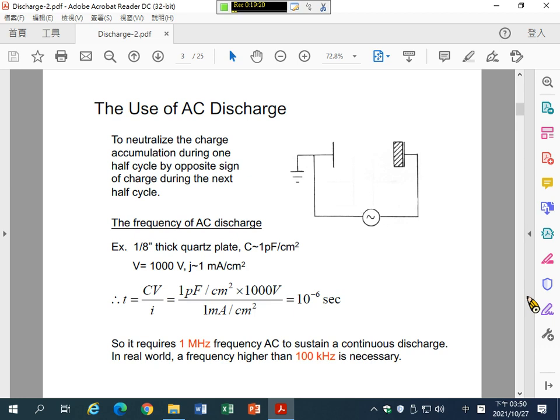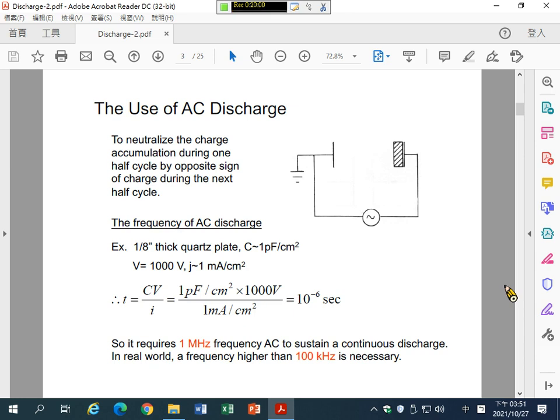Then if we apply a bias with a maximum bias voltage of 1,000 volts, we can also control the current flowing through the circuit. So the current density here is 1 milliamp per centimeter square. Based on these conditions, we can calculate the time to charge up the surface of the quartz plate.